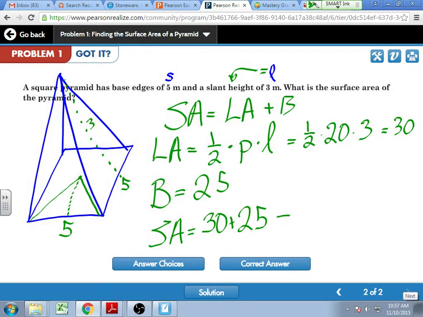Yes, I get it. How did you get the B? Just the area of the base. It's a square, so I do 5 times 5.